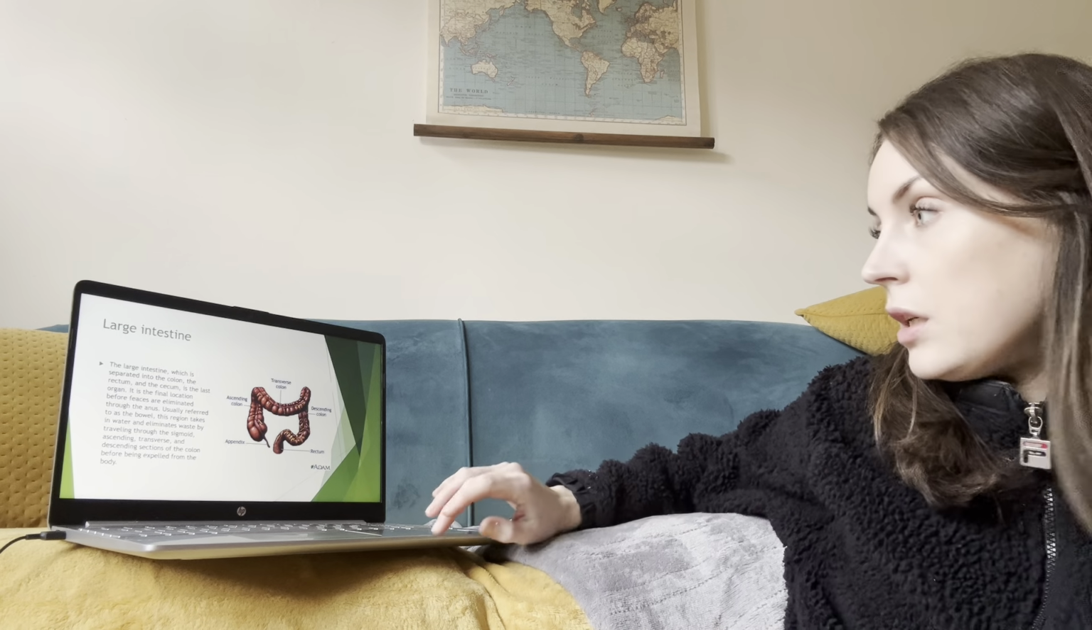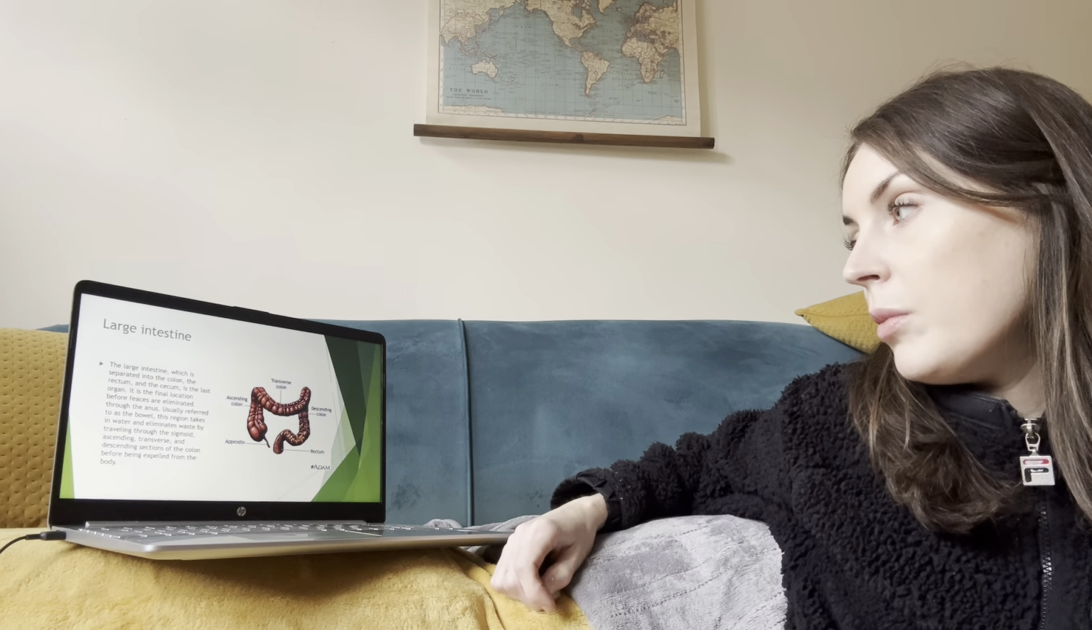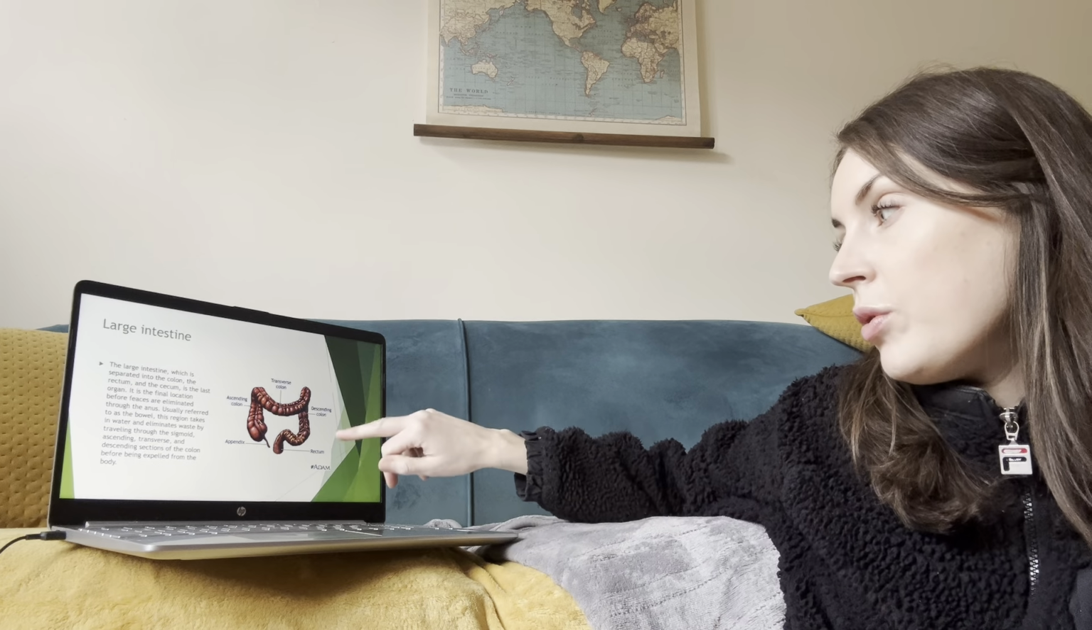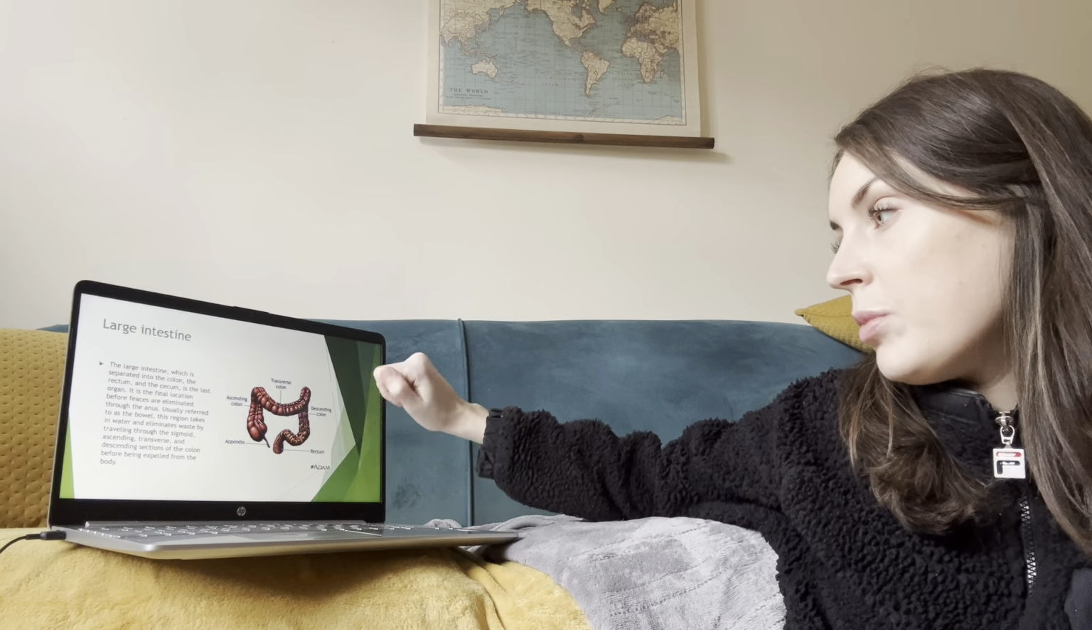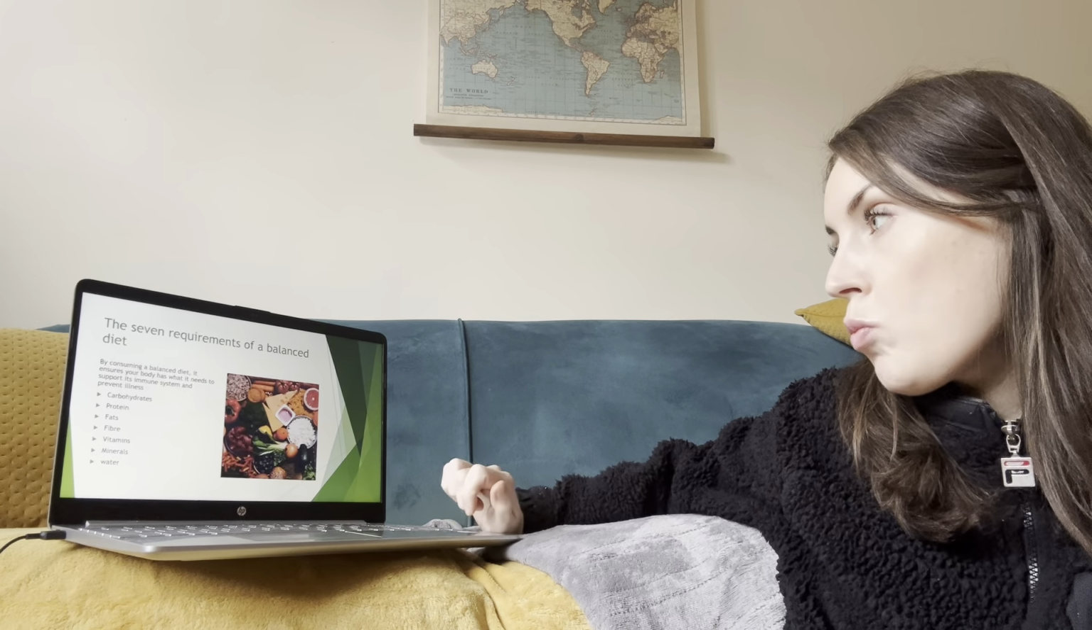The large intestine, which is separated into the colon, the rectum, and the cecum, is the last organ. It is the final location before feces are eliminated through the anus. Usually referred to as the bowel, this region takes in water and eliminates waste by travelling through the sigmoid, going through all the bends and turns before being expelled from the body.